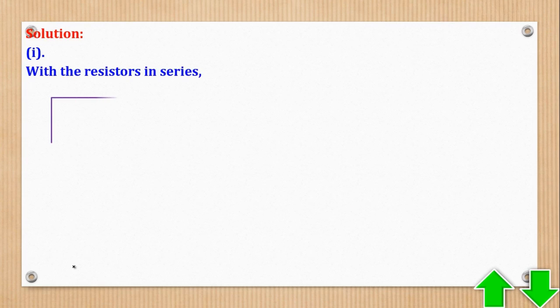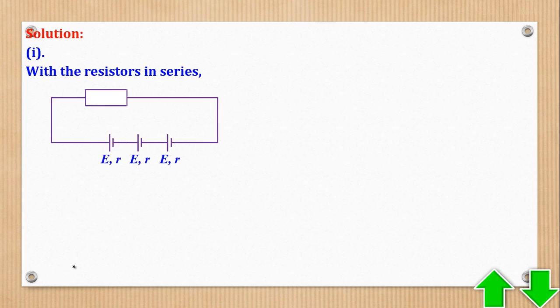So this shows that it is easier if you sketch. So we shall first sketch the first case when the resistors are in series. So the cells throughout they are in series, but the resistors sometimes they are in series and also in parallel. So let's first deal with the case when they are in series.